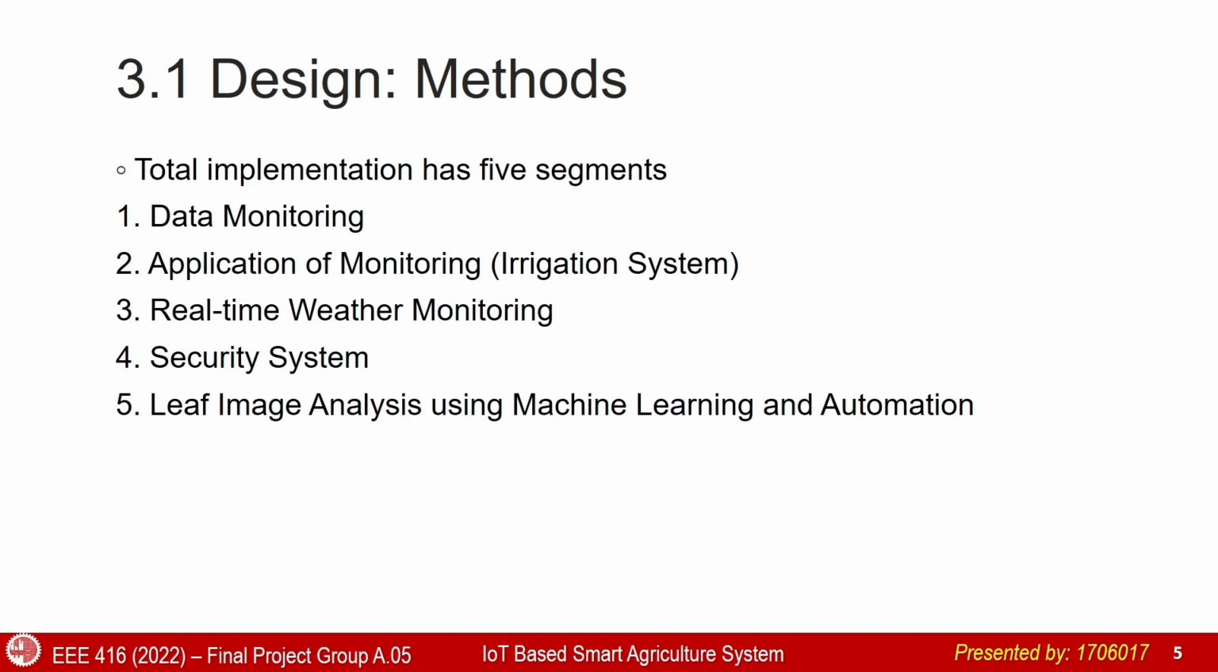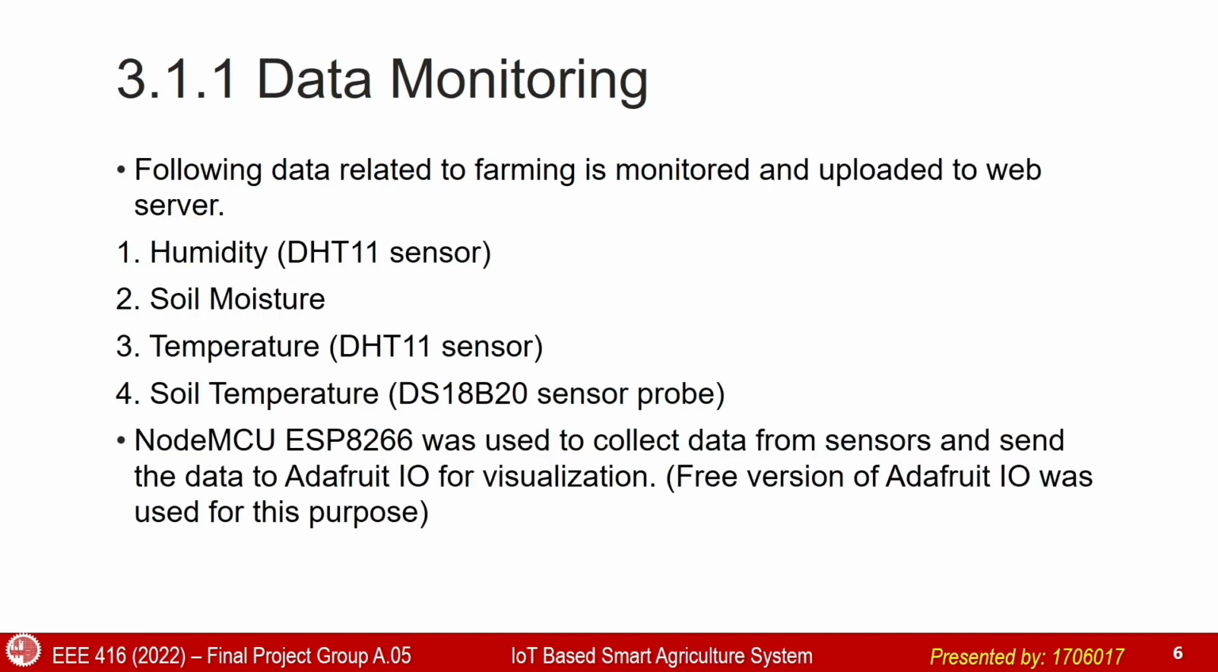Now, I will say the design methods of our project. Total implementation of our project has 5 segments: data monitoring, application of monitoring, real-time weather monitoring, security system, and finally, leaf image analysis using machine learning and automation.